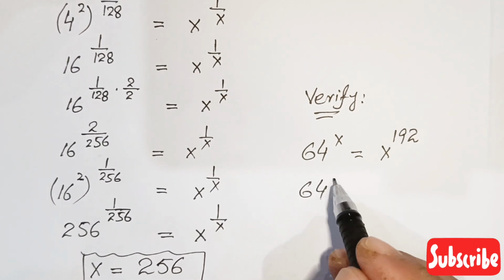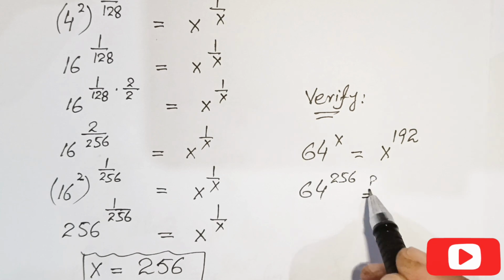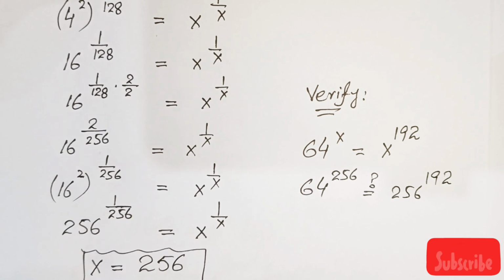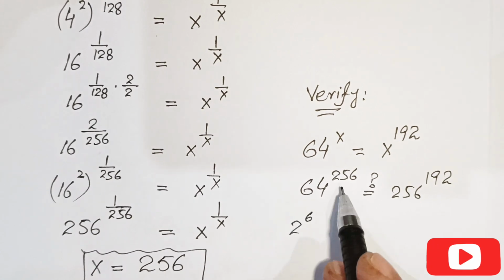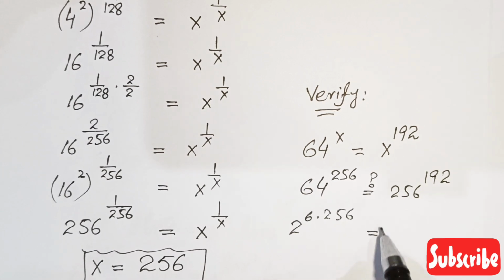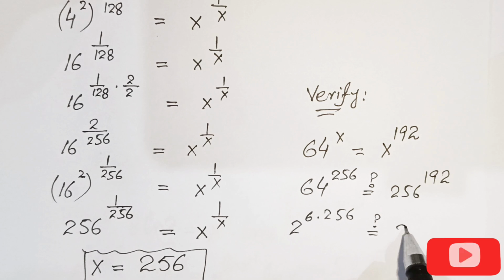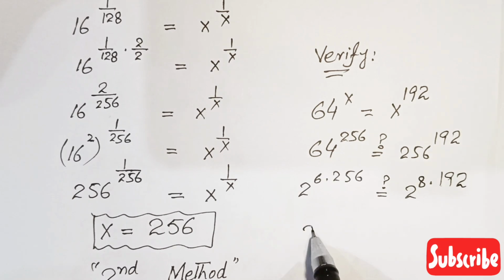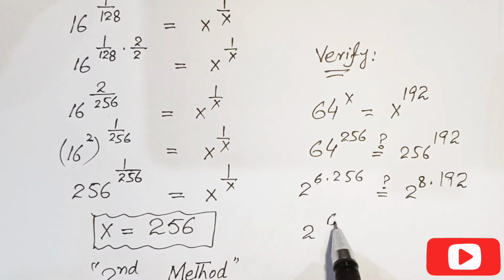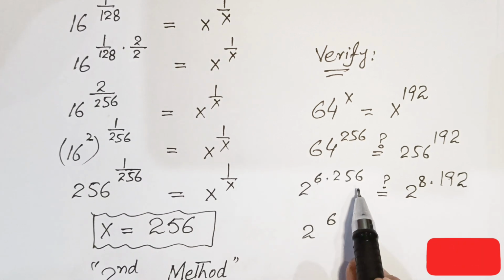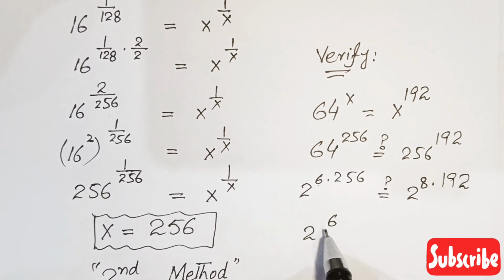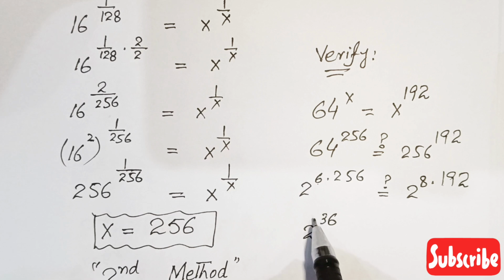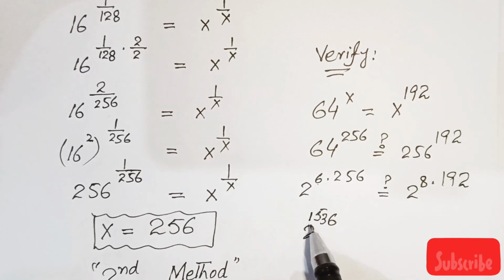So here we have 64 to the power 256, is it equal to 256 to the power 192. Now 64 can be written as 2 to the power 6, times 256, and 256 is also equal to 2 to the power 8, times 192. Now multiplying 6 times 6 we get 36, 3 carry, 6 times 5 is 30 and 3 is 33. So we write 3 and carry 3, 6 times 2 is 12 and 3 is 15.